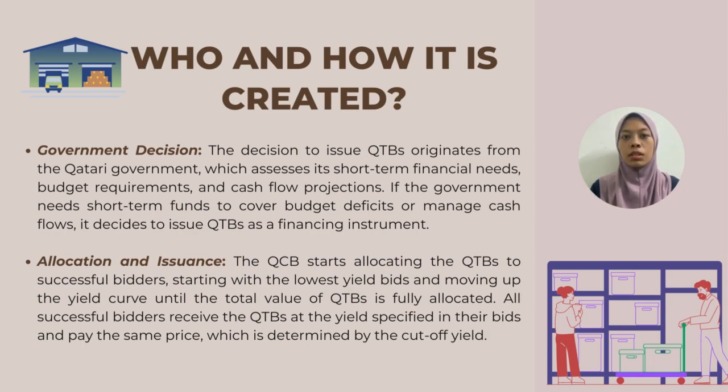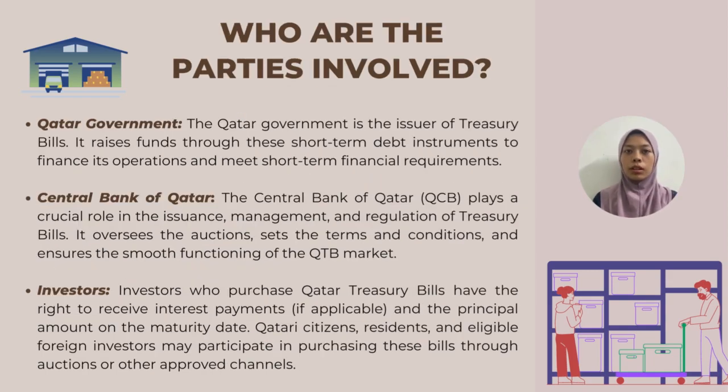The QCB starts allocating the QTB to successful bidders, starting with the lowest yield bids and moving up the yield curve until the total value of QTB is fully allocated. All successful bidders receive the QTB at the yield specified in their bids and pay the same price, which is determined by the cut-off. Who are the parties involved?